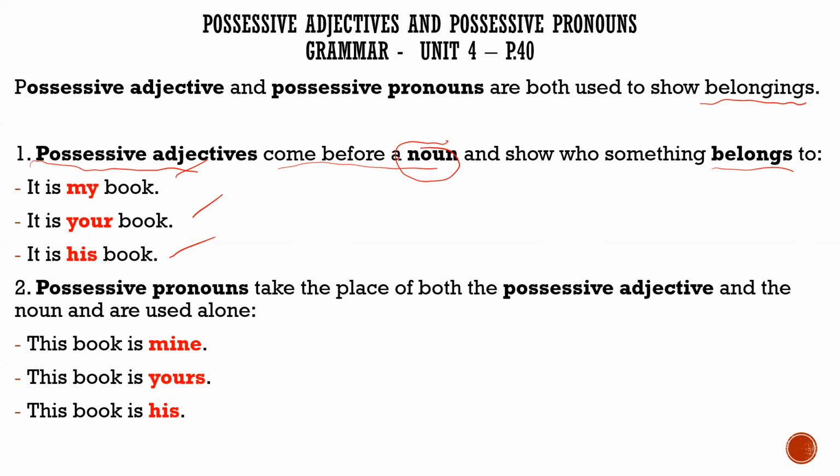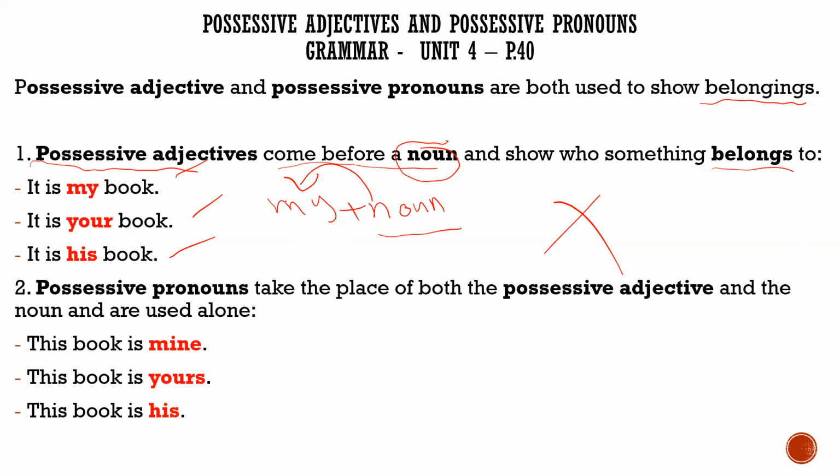Okay, they cannot stand alone. You cannot use them alone. Okay, you don't say, this book is my. This book is your. Okay, you can't say things like this. It's not possible. It cannot stand alone. It needs help. Okay, we need this. Okay, my plus noun. We need a noun. What's this noun? This noun belongs to this. Okay, this is my book.